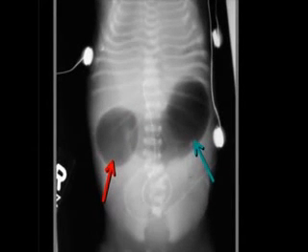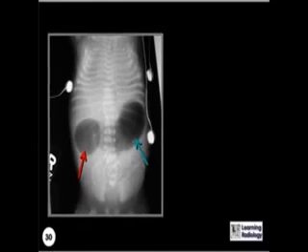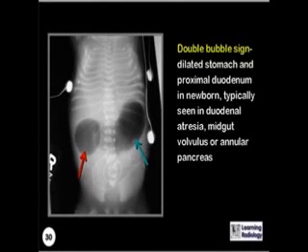What is the name of this sign? This is the double bubble sign, representing a dilated stomach, the blue arrow, and the proximal duodenum, the red arrow, in a newborn, typically seen in duodenal atresia, midgut volvulus, or annular pancreas.